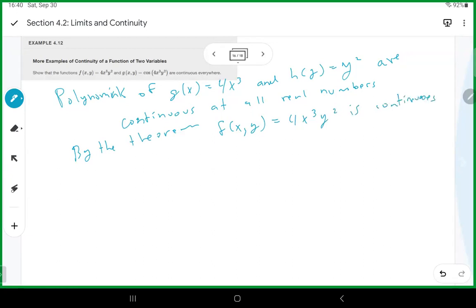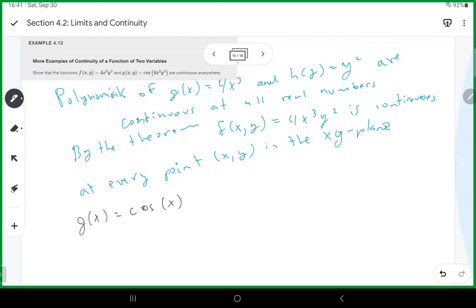All right. At every point x y in the x y plane. And therefore we also know that g of x equal to cosine of x is continuous.